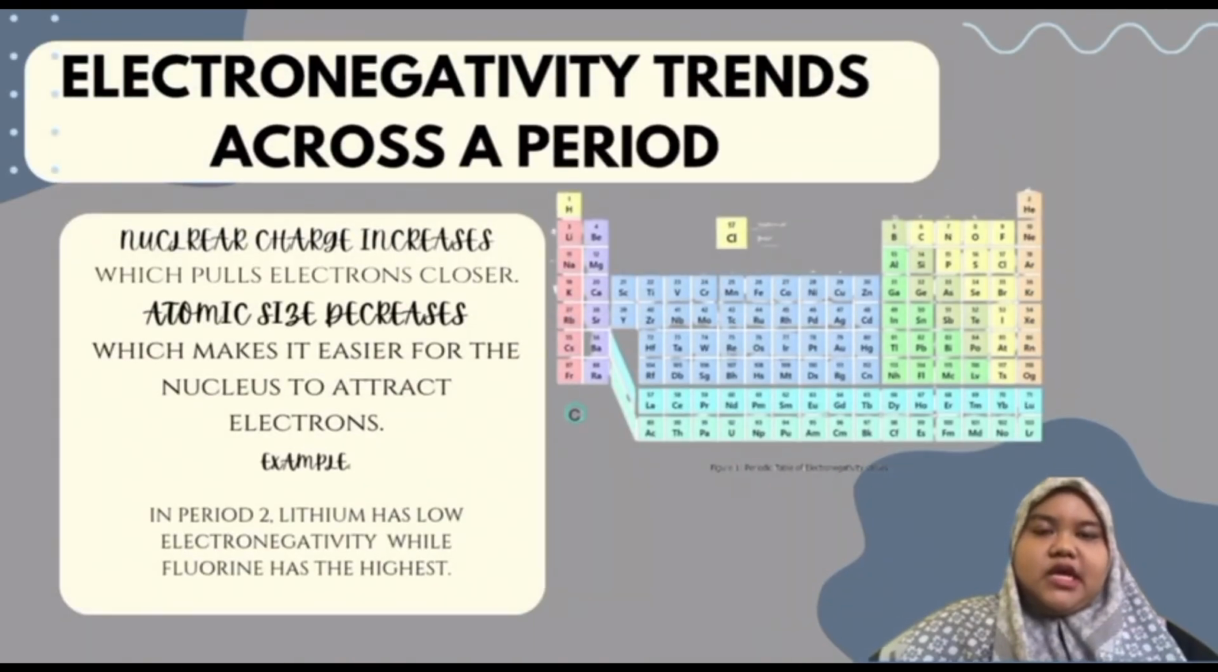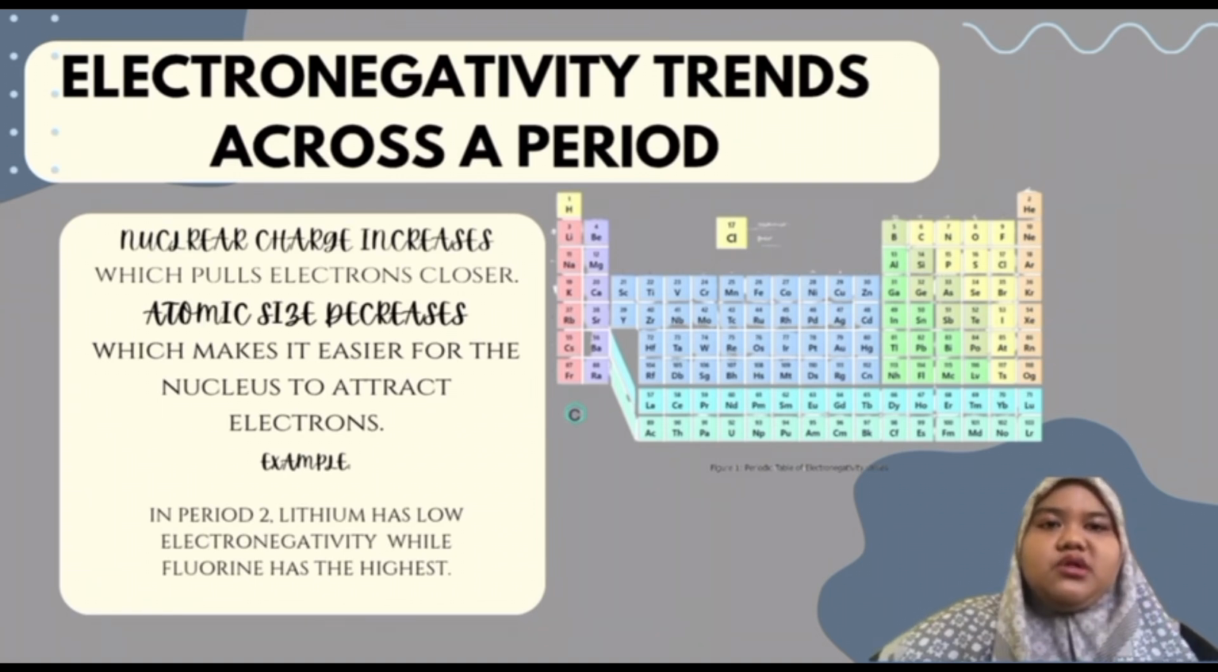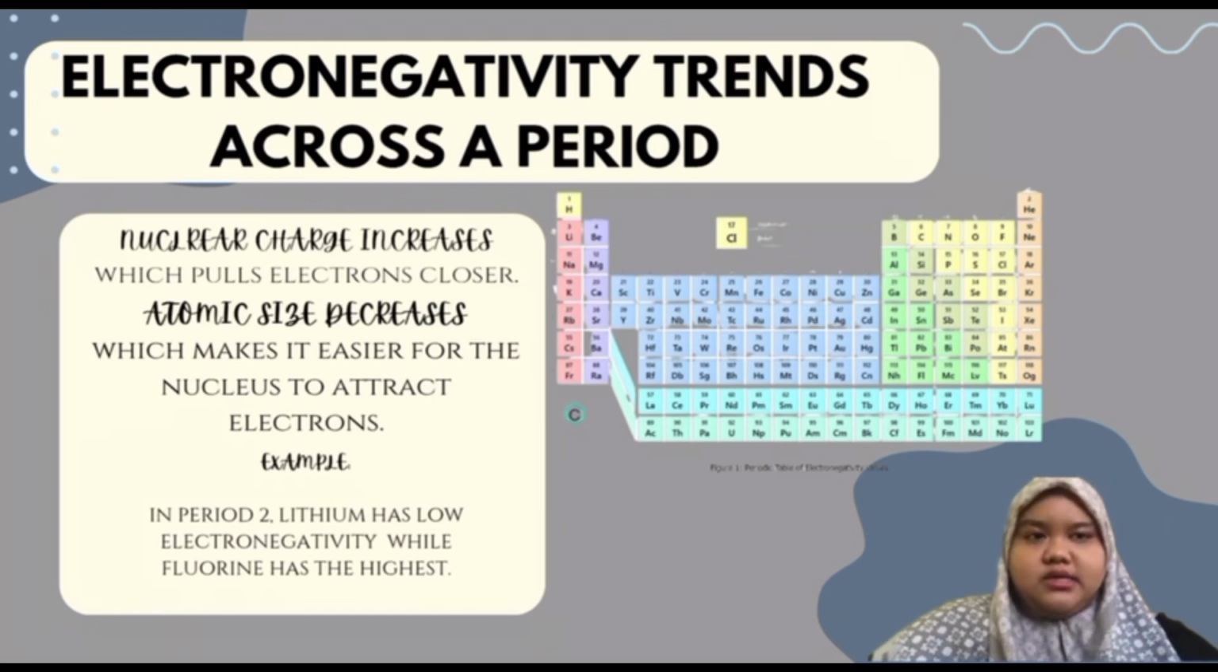Electronegativity increases as we move across a period from left to right. Why? This is because nuclear charge increases, which pulls the electrons closer. Secondly, atomic size decreases, which makes it easier for the nucleus to attract electrons. For example, in period 2, lithium has low electronegativity while fluorine has the highest.